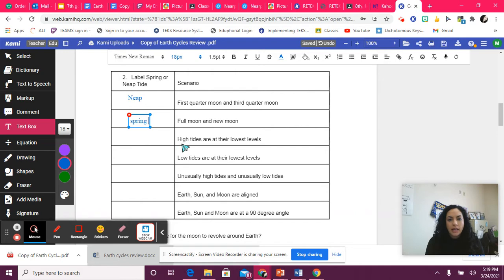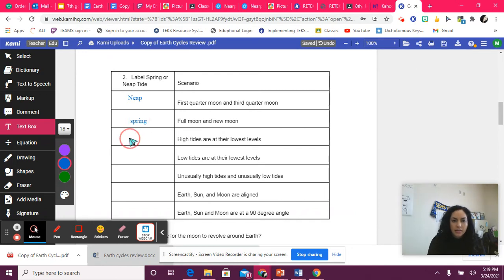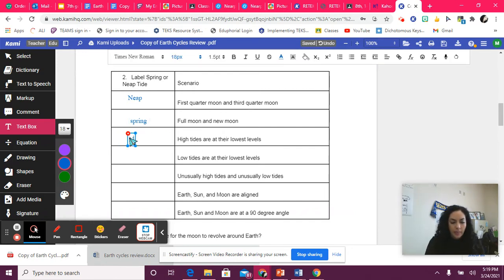High tides at their lowest levels. Okay, high tides at their lowest levels. What does that mean? That the high tides are not too high. They're considered a high tide because it increased a little bit, but not too high. Okay, so this is a neap tide. And that's how the test is going to try to trick you, because you're like, high tides at their lowest levels, what? Just make sense of it, read it, make sure you understand it. That's a neap tide.